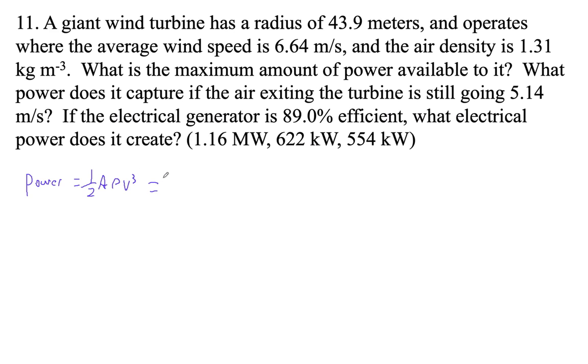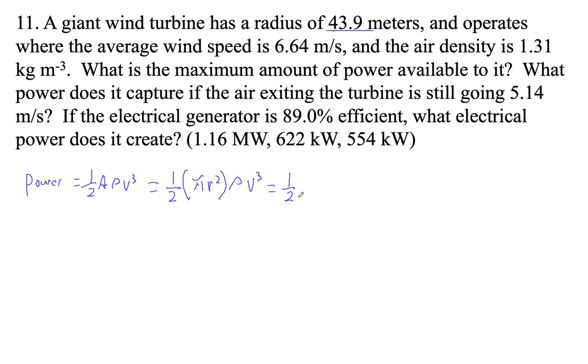Now, the frontal area of these things is circular because they sweep out a circle. They go in a circular path. So this ends up being 1/2 pi r squared, where this is our radius, times the density of the air times the velocity of the wind to the third. So let's plug these numbers in.